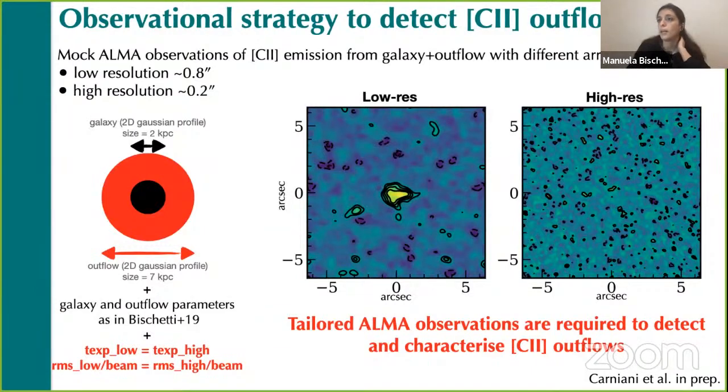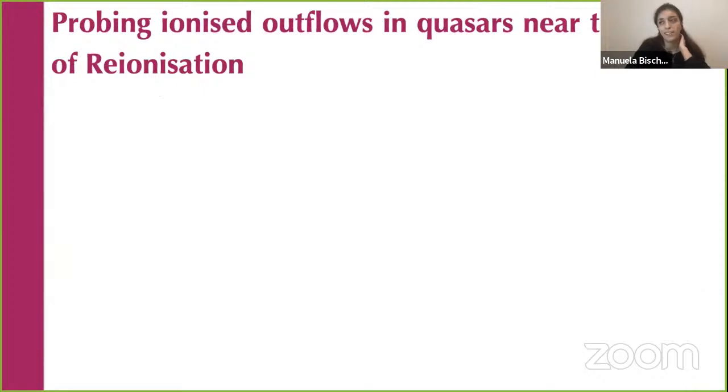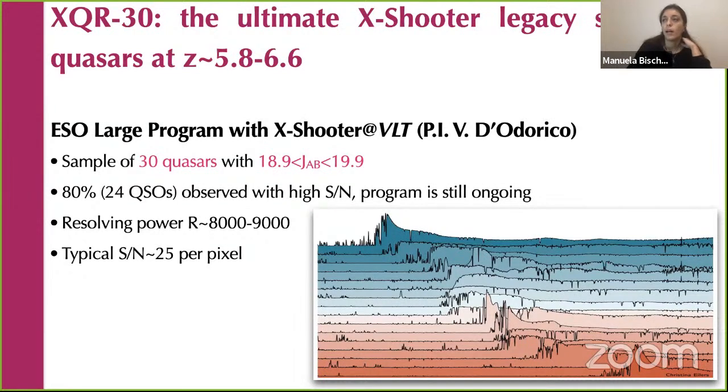But let me now move to another kind of outflows, as traced by the ionized gas phase. And to do so, let me introduce the XQR30 sample, the ultimate X-shooter legacy survey of quasars at redshift between 5.8 and 6.6, which is an ESO large program with VLT targeting 30 quasars selected to be luminous in the J magnitude. And these are deep, high resolution observations, and most of the sample has already been observed with high signal to noise.